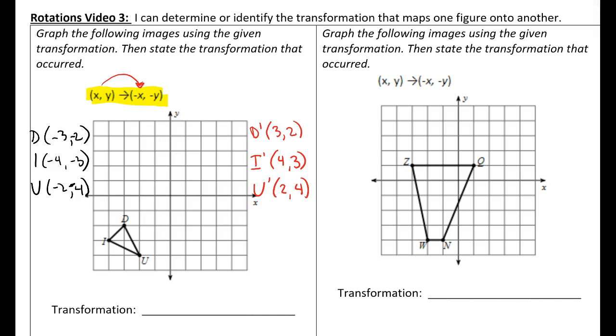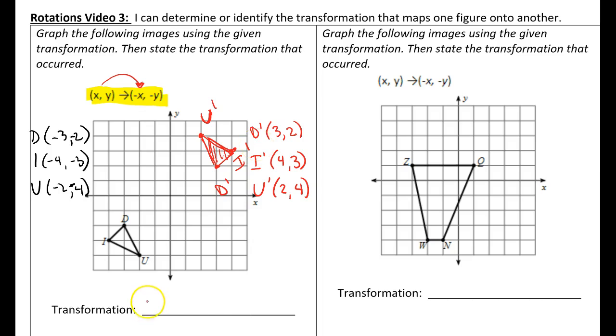Alright, so then we can go ahead and we can graph these. So we have 3, 2. That's D prime. We have I prime, which is 4, 3. There's D prime, I prime, and then 2, 4. U prime, and we will go ahead and connect those. And this is the rotation 180 degrees about the origin.